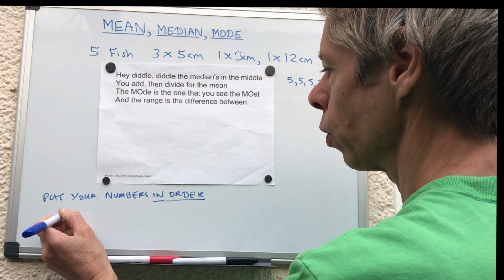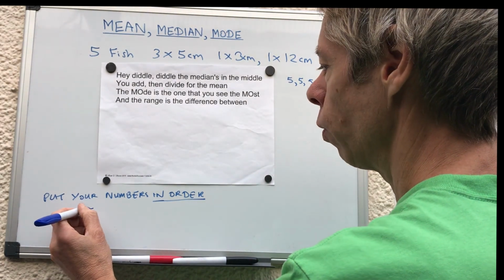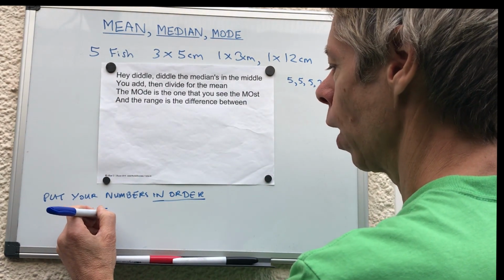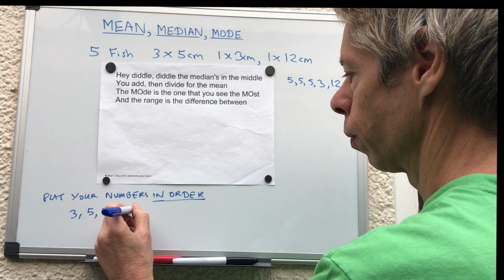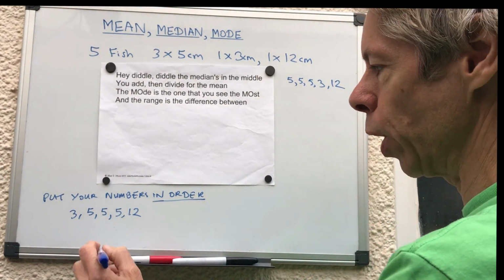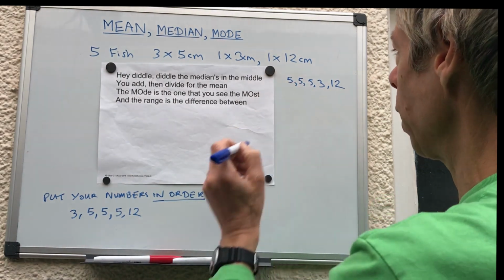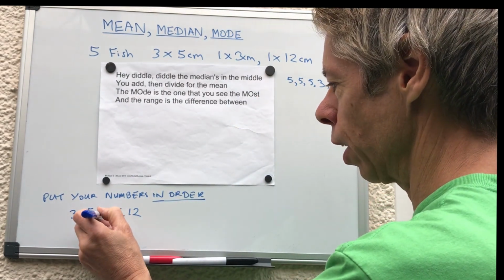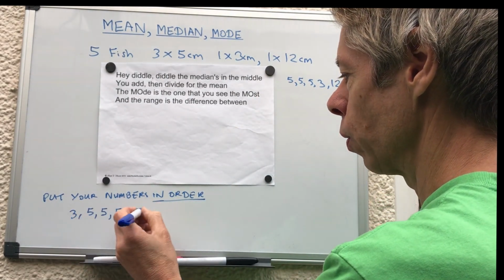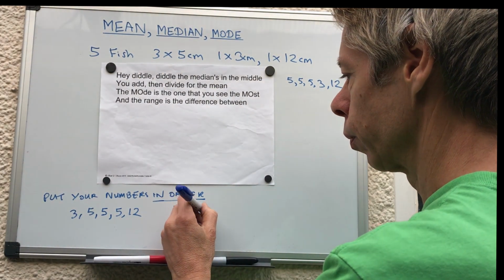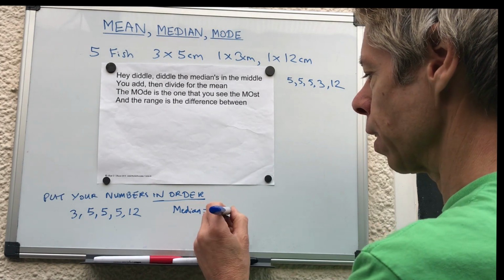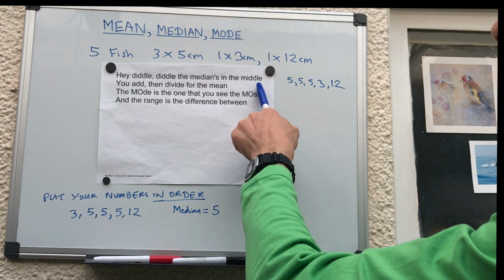So we've got 3, 5, 5, 5, 12. So all we do is find which number's in the middle. It wouldn't have mattered in this case, but it's too risky. Which number's in the middle, so the median equals 5, because that's in the middle. Right, so the median's in the middle.